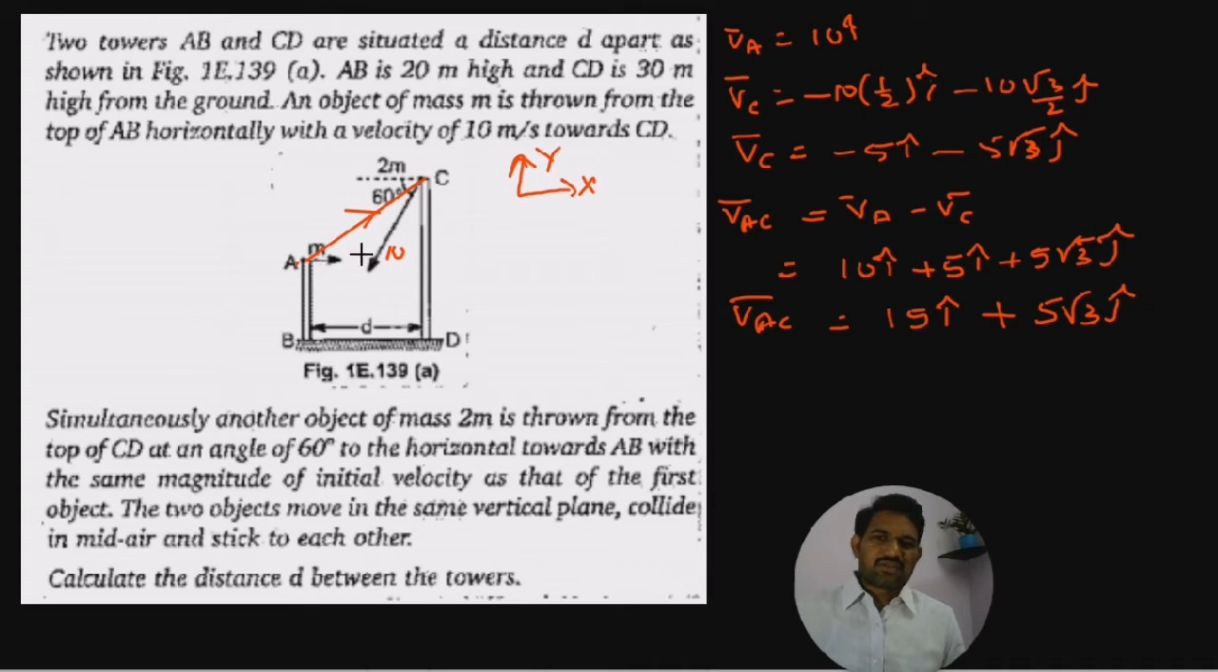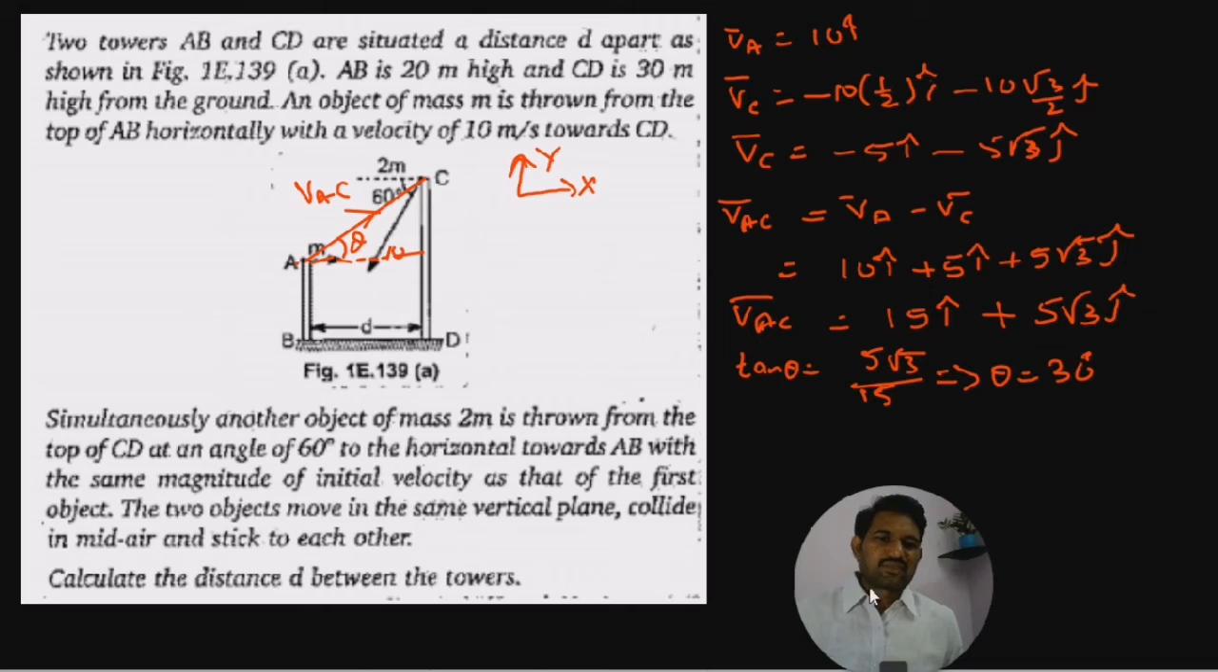So let us form a right angle triangle here. This is our velocity of A with respect to C direction. Suppose I take this angle as theta. Then tan theta is the y component by the x component, 5 root 3 by 15. That gives 1 by root 3, so theta is equal to 30 degrees.